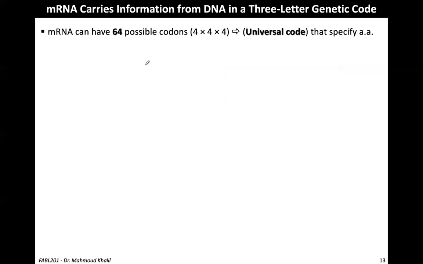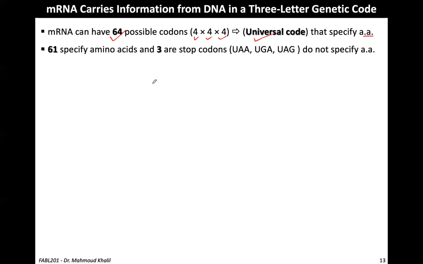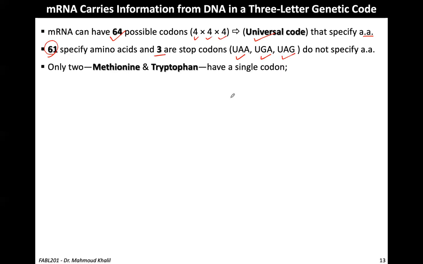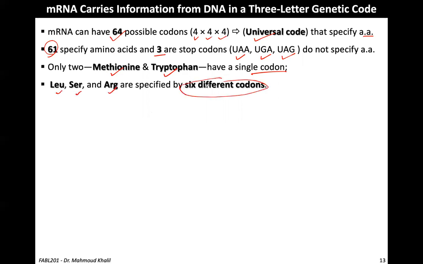So generally, for the codons, the messenger RNA has 64 possible codons. And actually, it is a combination of 4 times 4 times 4 that leads to 64. And these are universal codes that specify amino acids. So 61 of these codons can specify amino acids, and 3 are stop codons, the UAA, the UGA, and UAG. These ones do not specify amino acids and only signal for the termination of protein synthesis. Only methionine and tryptophan have a single codon, while leucine, serine, and arginine have 6 different codons.